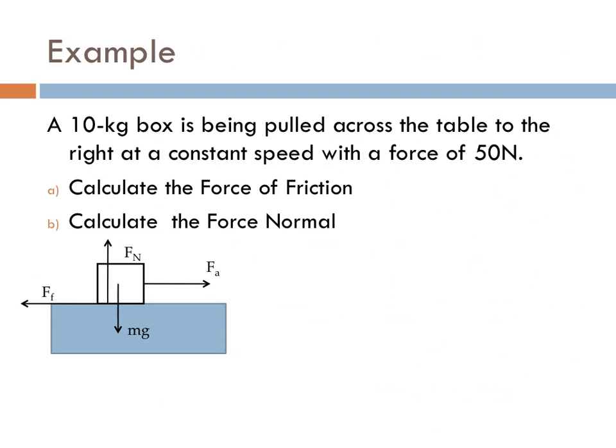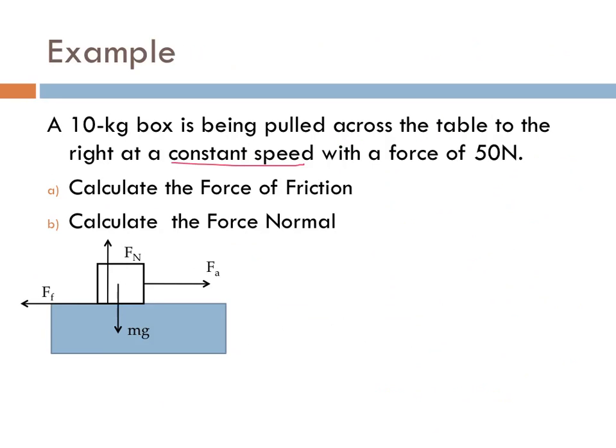So first off, with a very straightforward problem, it says a 10-kilogram box is being pulled across the table to the right at a constant speed with a force of 50 newtons. Calculate the force of friction and calculate the force normal, or the normal force.